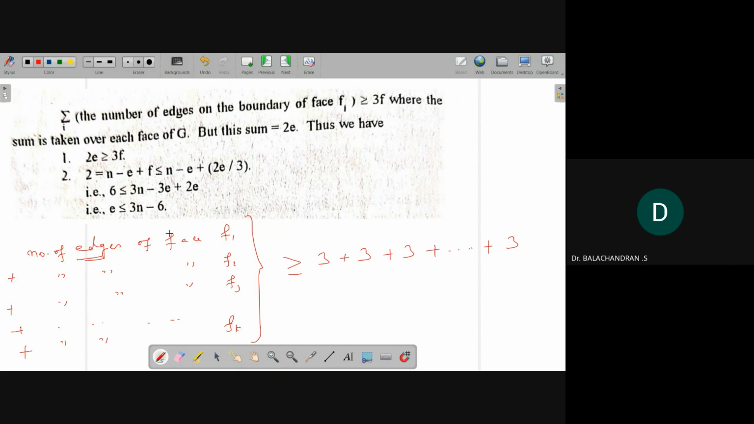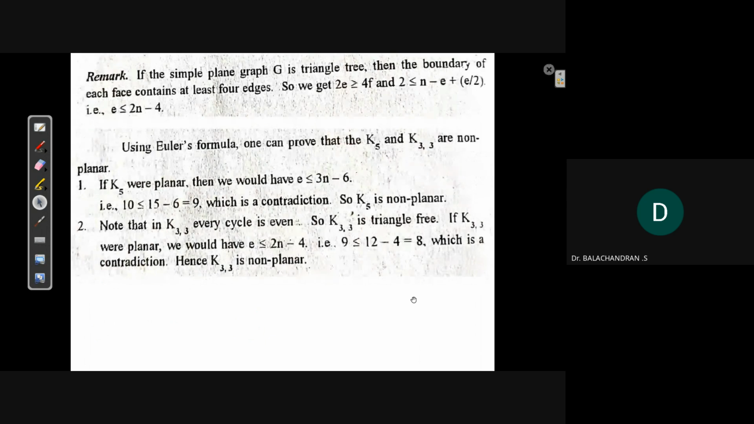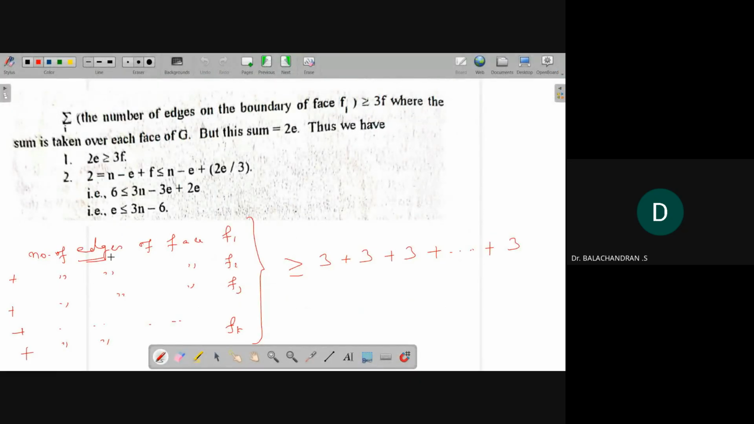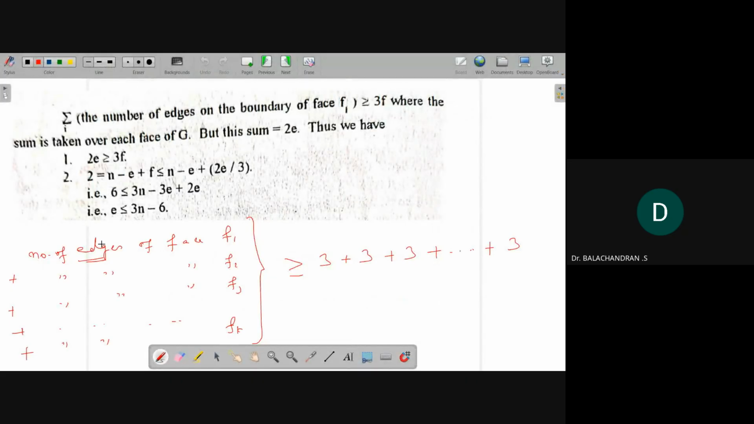Now the left hand side is nothing but the number of edges of the faces. So from the definition, what is the left hand side? If you count the number of edges from F1 to Fk, it is nothing but the sum of the degrees of the faces. Sum of the degrees of the faces is equal to the left hand side total.